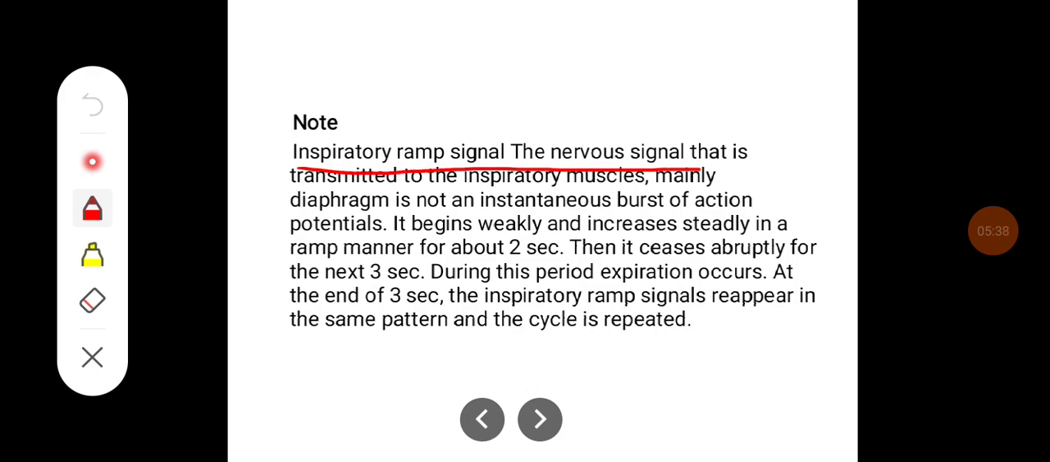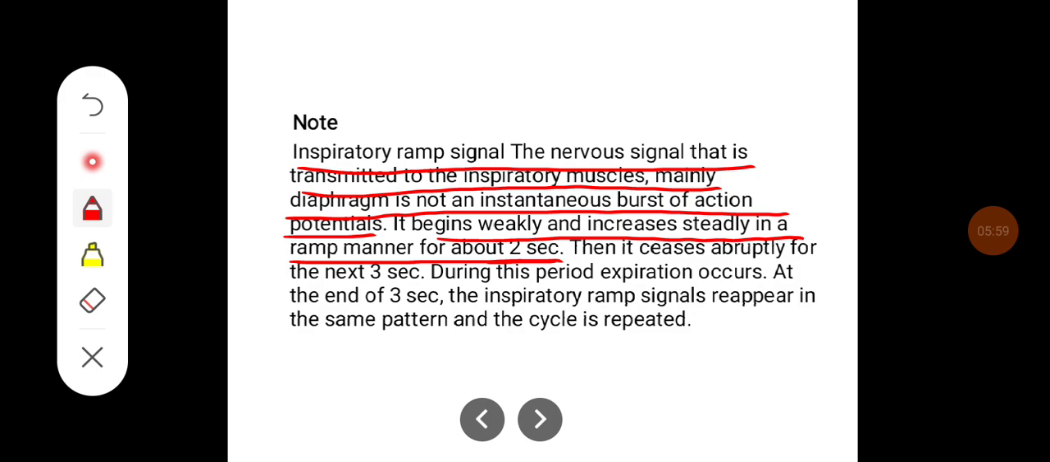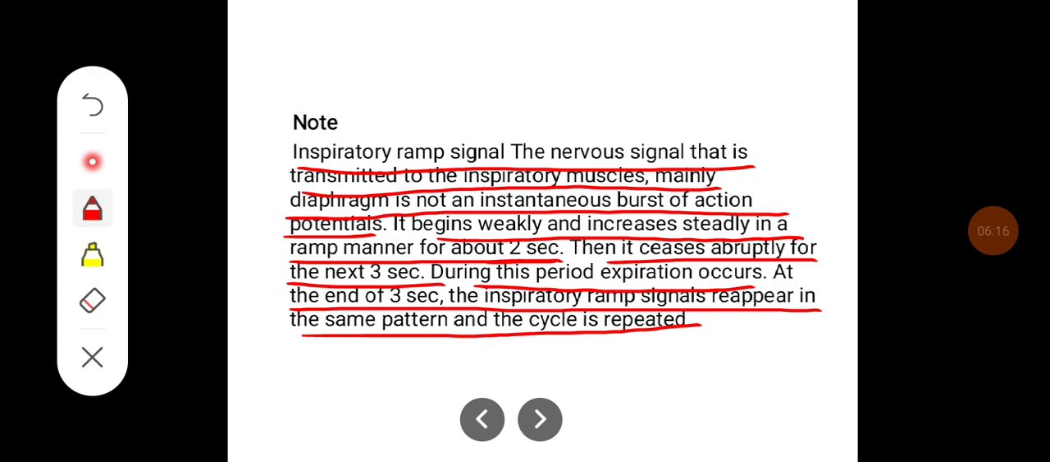Inspiratory ramp signal. The nervous signal that is transmitted to the inspiratory muscles, mainly the diaphragm, is not an instantaneous burst of action potentials. It begins weakly and increases steadily in a ramp manner for about 2 seconds. Then it ceases abruptly for about the next 3 seconds. During this period, expiration occurs. At the end of the third second, the inspiratory ramp signals appear in the same pattern and the cycle is repeated.